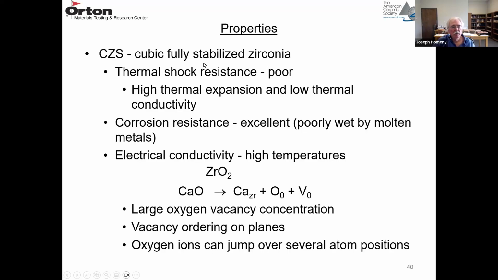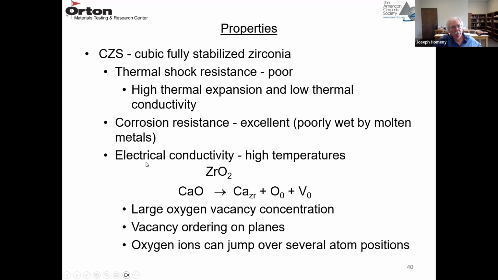So for CSZ, which is again, fully stabilized cubic zirconia, this material has high thermal expansion. It has low thermal conductivity. So its thermal shock resistance is not going to be very good. It has poor thermal shock resistance. And it always seems like every refractory has a trade-off in properties: poor thermal shock resistance, extremely good corrosion resistance. So molten metals, molten slags really don't wet zirconia very well.